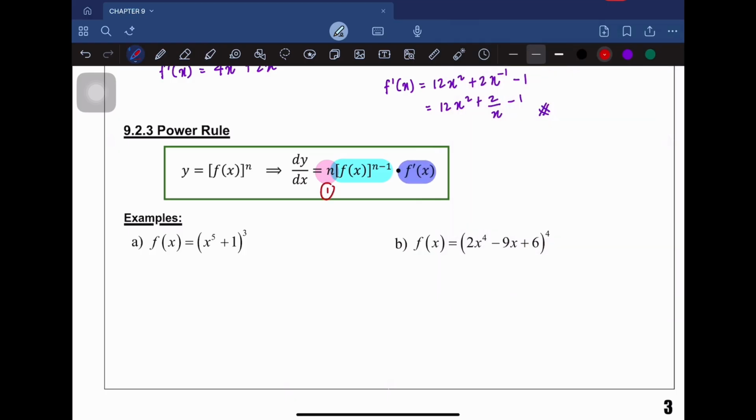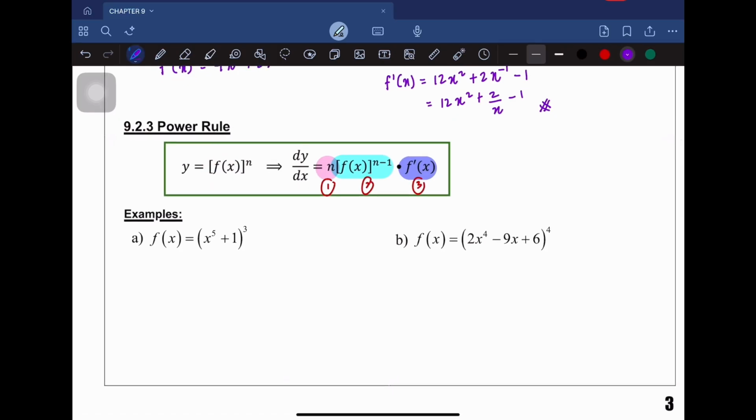Okay, the first one, apa yang akan berlaku? You will bring the power to the front. Okay, this is the first one, power dia. Okay, yang kedua, kita akan salin sebiji yang dalam, but the power will decrease by 1. Okay, and last one, untuk power rule, kita akan differentiate function yang dalam tu. Okay, so basically ada 3 benda lah. Okay, so let's give it a try. So this one, so f prime x equal to, we are going to use power rule, ada function, ada power. So first dia kata power, so maksudnya 3.